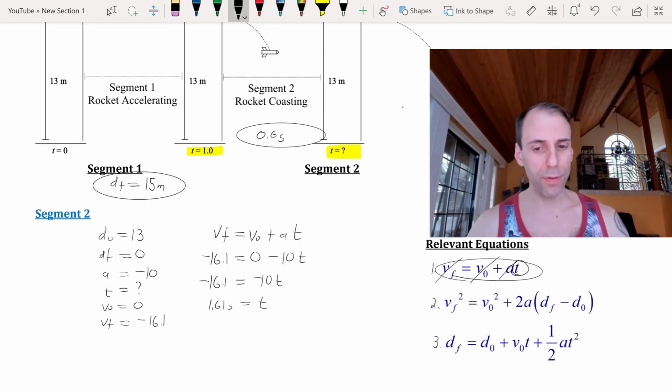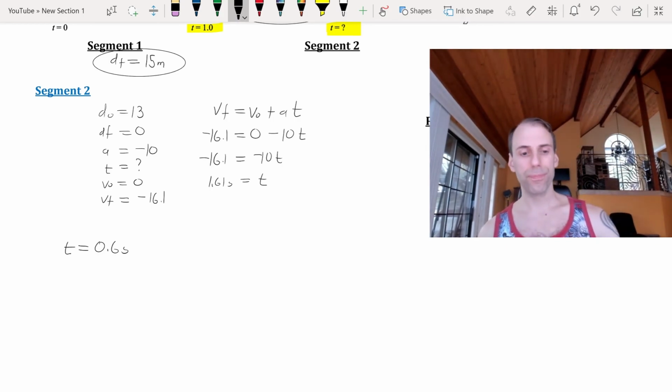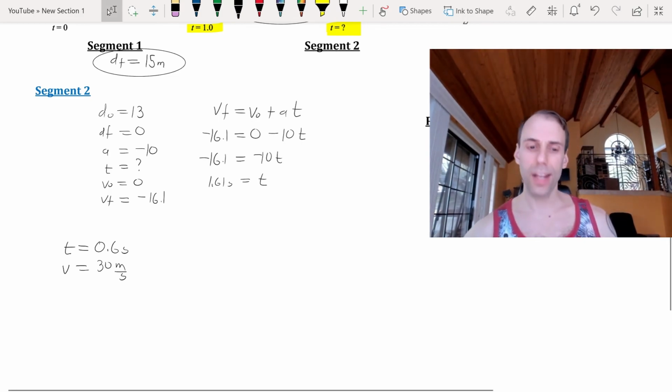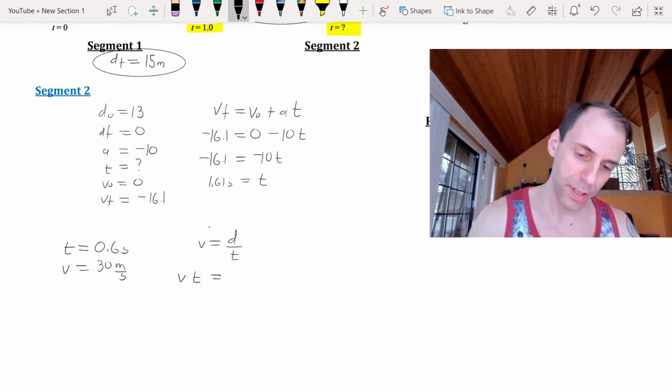Well, pretty straightforward now, right? We know that it's traveling for 0.6 seconds. We know its velocity is 30 meters per second. And so now we could just multiply, right? Velocity is distance over time, which means velocity times time is distance. So we go 30 times 0.6, and that's distance, right? And so we're going to end up with 18 meters as the distance.